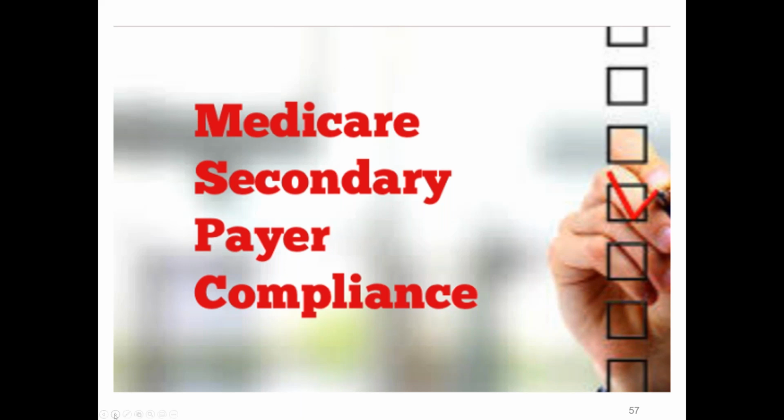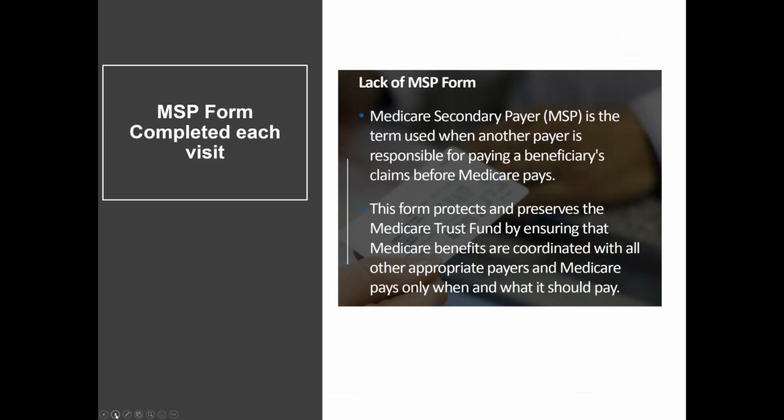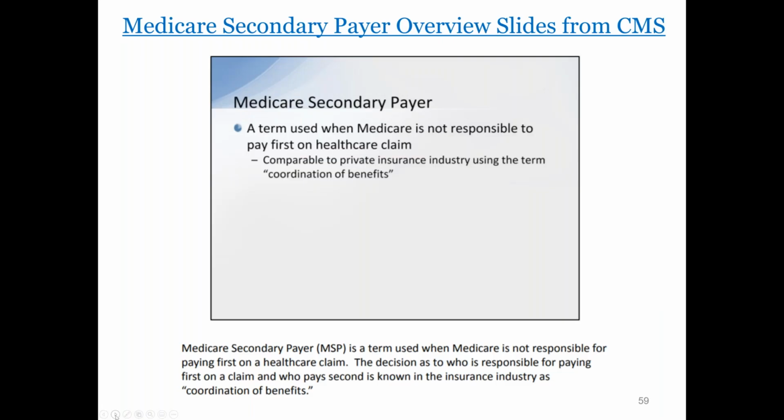Okay, Medicare secondary payer, and I thought that was going to be the easy part. This is always the hard part on the billing session here. If you were in the session last week, we told you that the MSP form had to be completed every single visit, or you have to at least ask those questions for the MSP. So keep that in mind. Medicare secondary payer is a term used when Medicare is trying to determine that they're not responsible for paying this healthcare claim. They're trying to find somebody else.